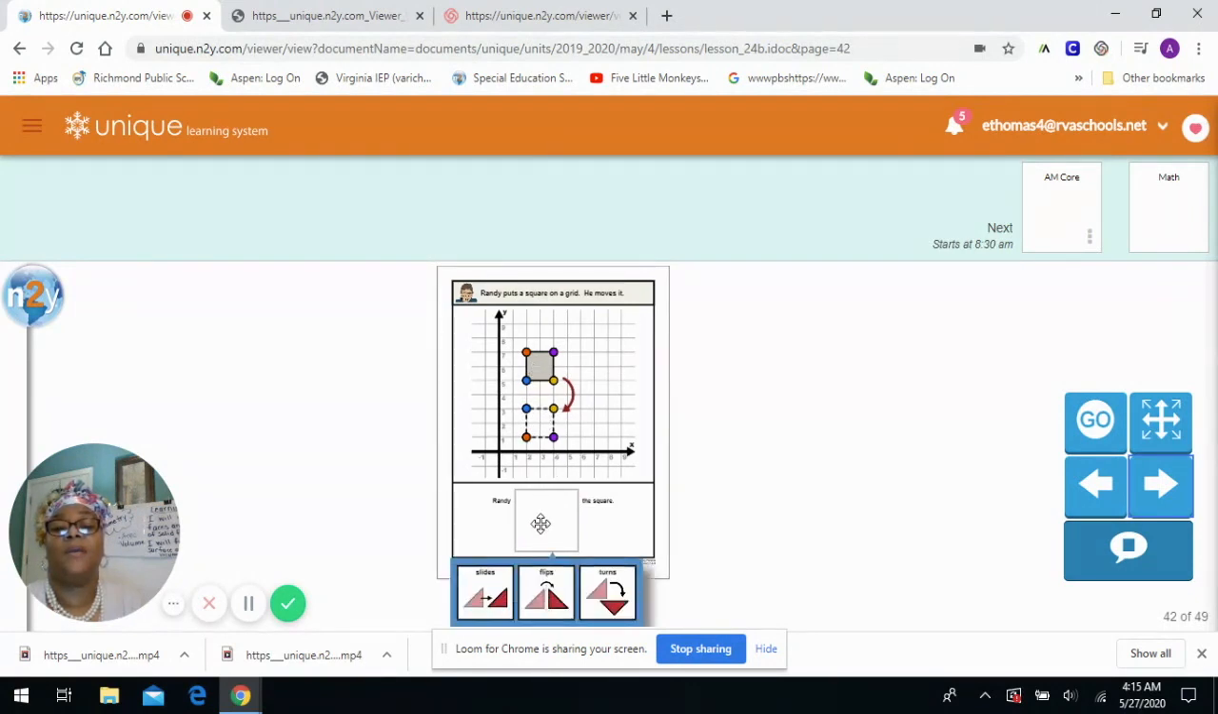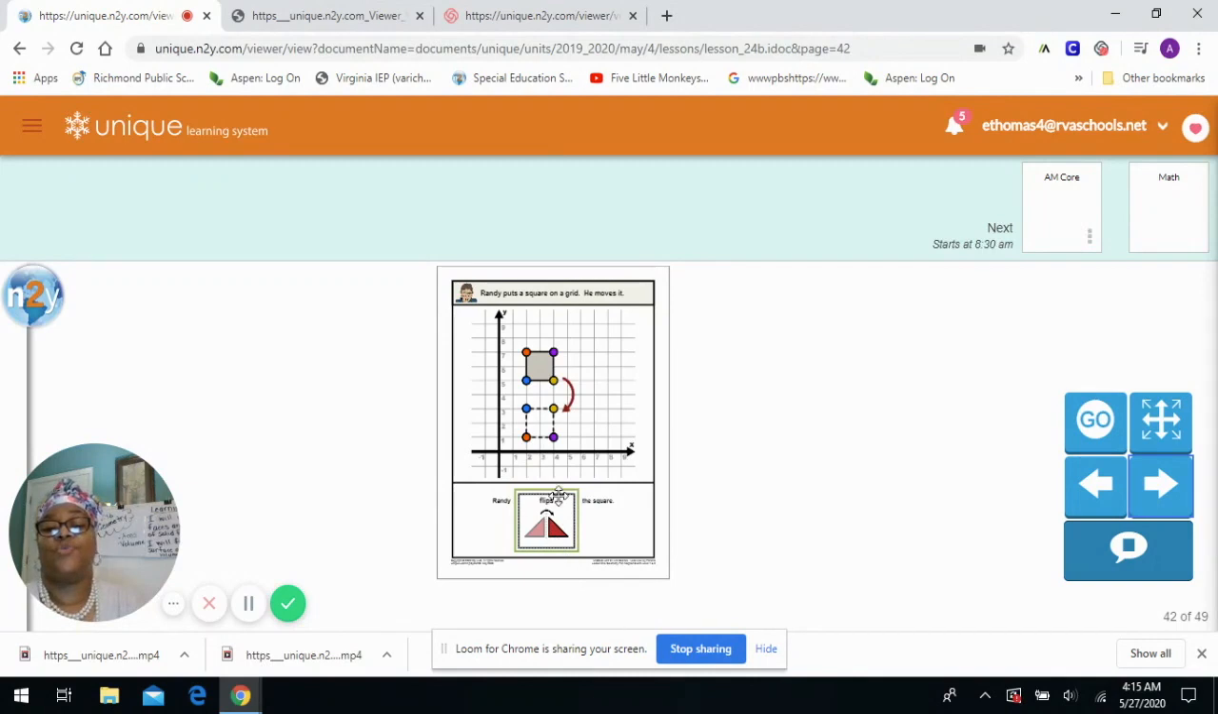So he flips it. Remember, the arrow is what's going to help us in this. So he didn't rotate it, he flipped it. Oh, that was a little tricky one with the square. So we have to look right here. The flip it.